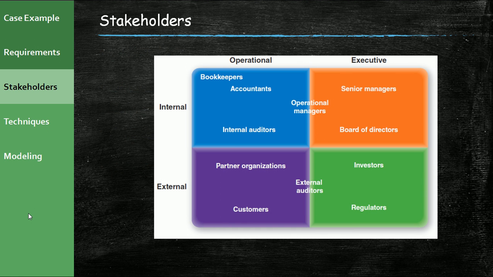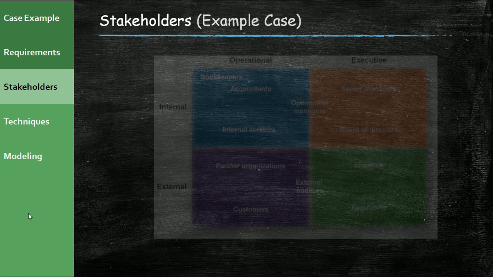In our book, they have this chart that you see on the screen, which is a little matrix of all these different types of stakeholders. So you can certainly take a look at that in the book if you like.